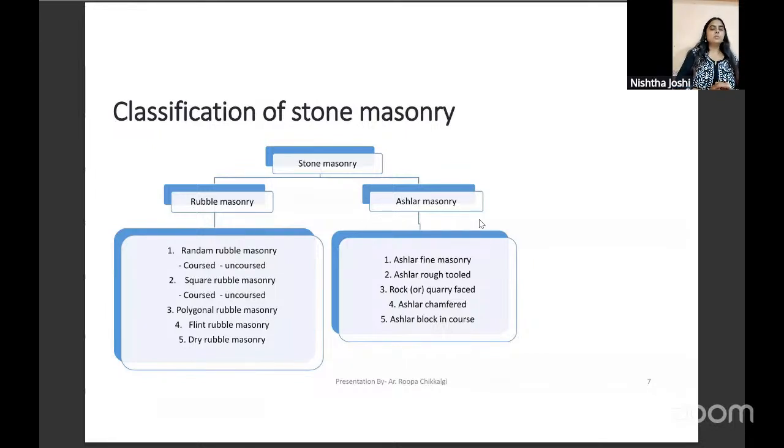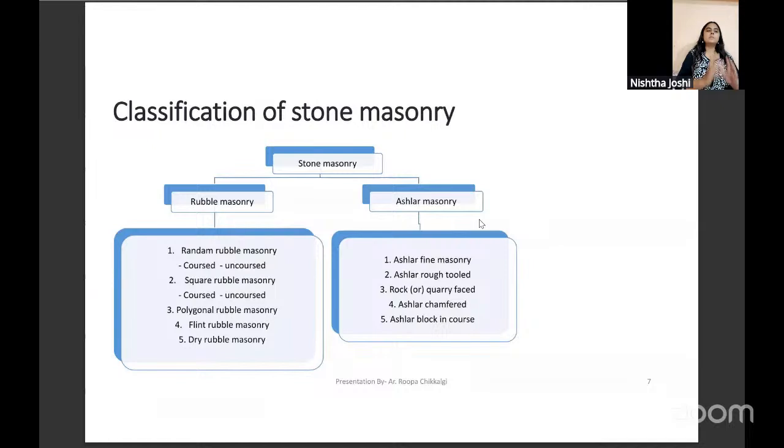Rubble masonry is also of a few subtypes. Random rubble masonry, where the stones are placed randomly, no particular manner is there. You can say stones are of different sizes and a random arrangement is done. Random rubble masonry is also of two types. First is coursed and second is uncoursed. Then there is square rubble masonry where the stones are comparatively squarish in shape. They are slightly dressed and made into square blocks. Then polygonal rubble masonry, flint rubble masonry, and dry rubble masonry.